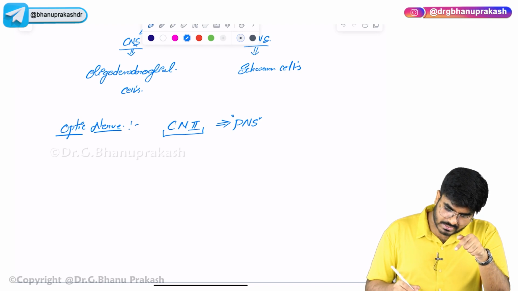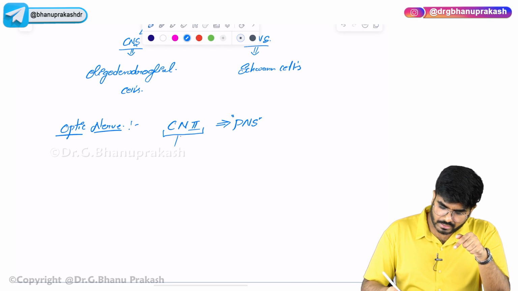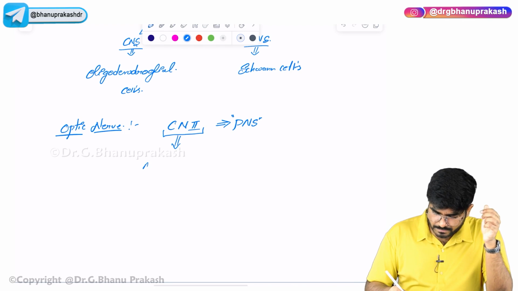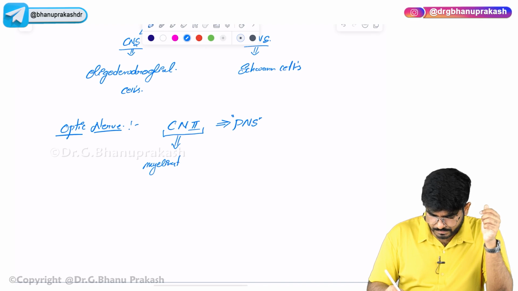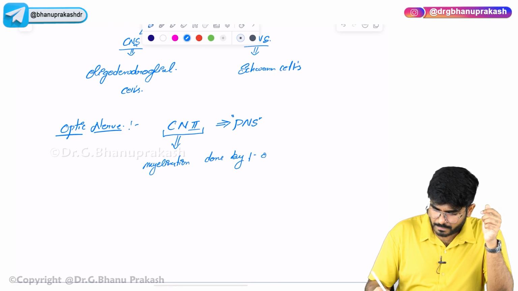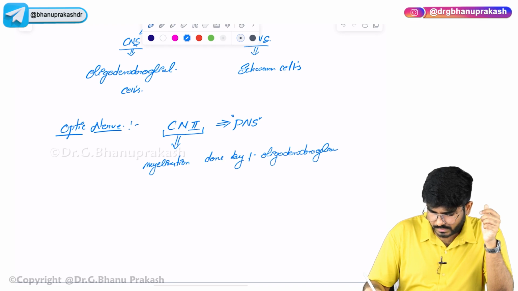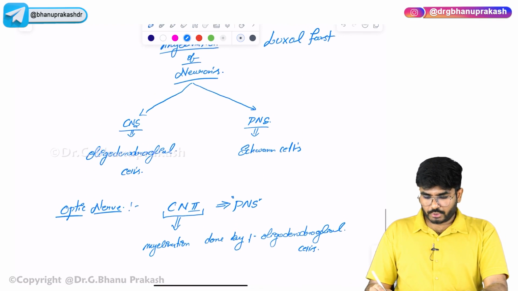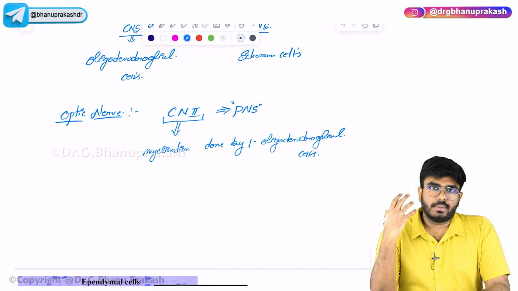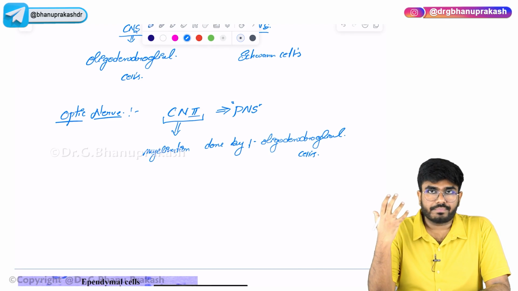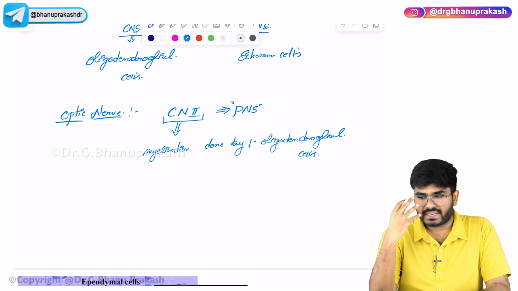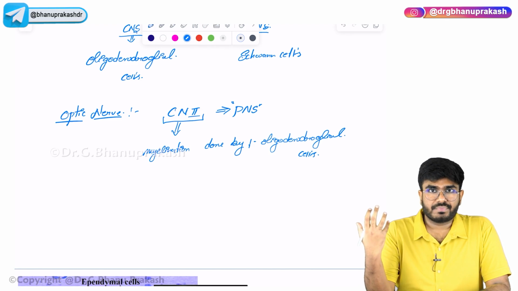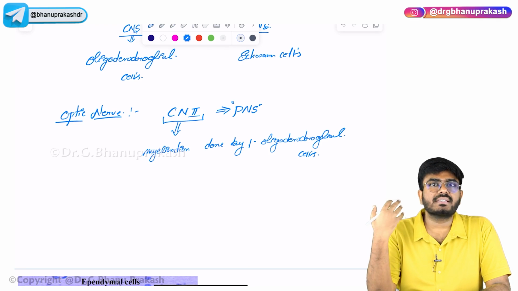But one exception is this optic nerve. Though it's a peripheral nerve, the myelination is done by oligodendroglial cells. So these are the points which I want you to know regarding the myelination. Actually, the optic nerve, the second cranial nerve, is considered an extension of the central nervous system. The optic tract and the retina are all considered central nervous system.